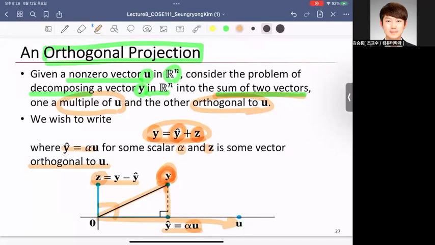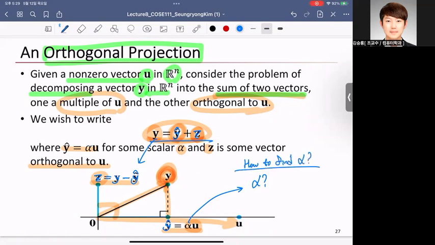First of all, there may be many such y hat and z. If you already know y hat, then z is naturally y minus y hat from this equation. So the question is, if we can find alpha, we can find this decomposition. So the question is how to find alpha. That's the orthogonal projection.